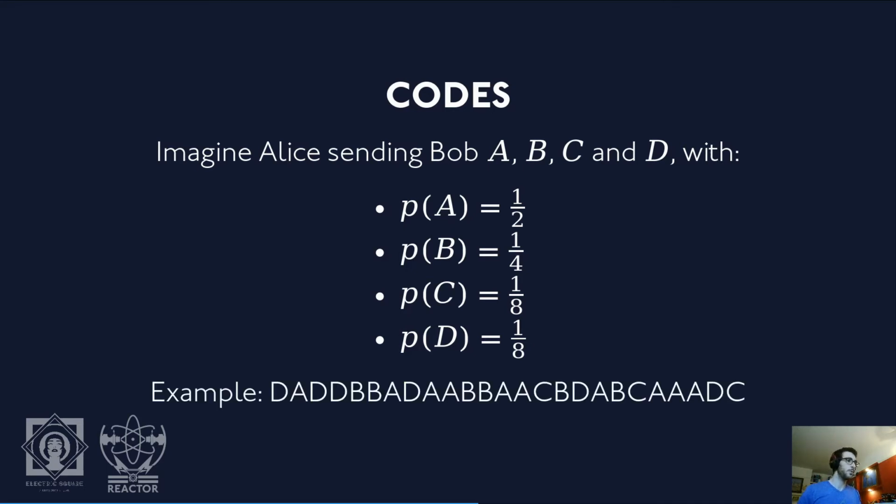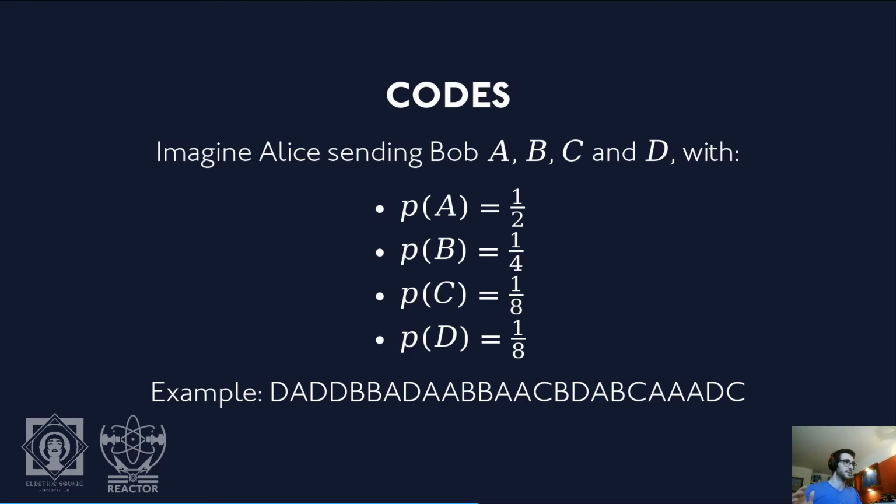And that's an example. I actually used a random number generator for this with the correct probability distribution. She could send DA, DD, BB, AD, AA, BB, AA, CB, DA, BC, AAA, DC. And it's a bit gibberish. Alice and Bob have very weird interests, but it's up to them what they do in their spare time.